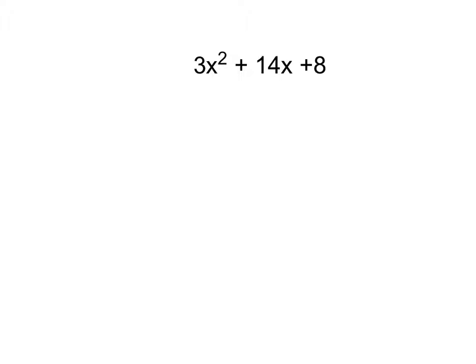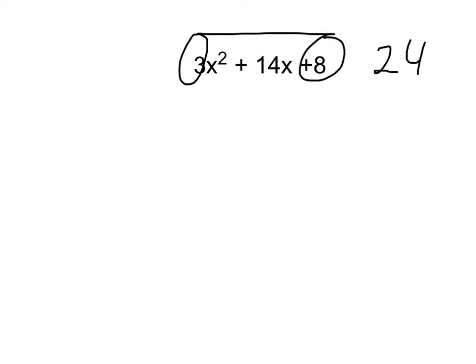I can see here that I have a lead coefficient of 3, 14x, and an 8. I need to find again the product and sum. So, I take my 3 times my 8, that's 24. I'm looking for a product of 24. And I can see from the middle here that I am still going to need a sum of 14. So two numbers that have a product of 24 and a sum of 14, well, that's 12 and 2. They have a product of 24 and a sum of 14.